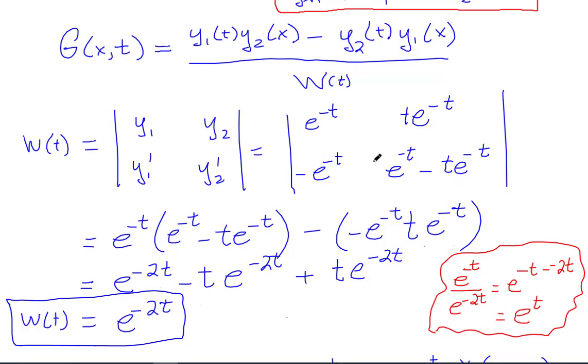Alright, so to get the determinant, it's the downward diagonal minus the product of the upper diagonal. So here's e to the minus t times the thing we got from the product rule minus the other diagonal. Now the good news is minus t e to the minus 2t cancels the t e to the minus 2t. When you distribute e to the minus t times e to the minus t, the exponents add, and so you get e to the minus 2t.